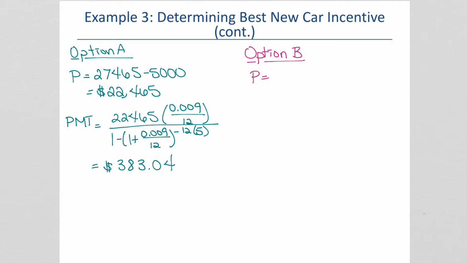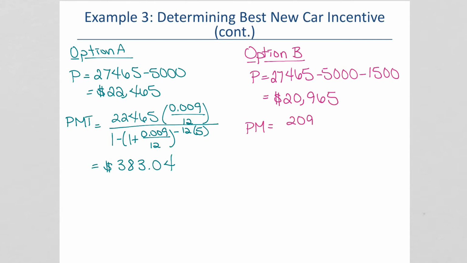For option B, here's the cost of the car. Subtract $5,000 that he's putting down, plus he decides to stick in the $1,500 there for his down payment too. So he's going to finance $20,965. So we use that number for P.